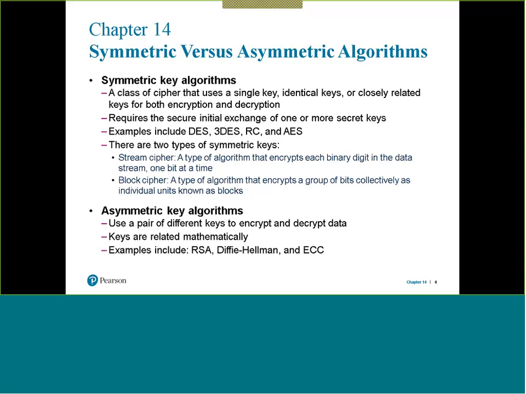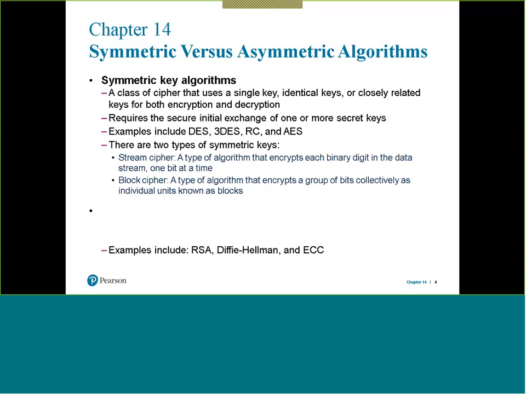Asymmetric uses different keys to encrypt and decrypt the data. These keys are mathematically related. That's how it works. I'm not going to begin to tell you that I can explain the math behind all of this because I can't. But it's the math between the public and the private key that makes it work. Some examples of this one. RSA is a good one. Diffie-Hellman, the Diffie-Hellman algorithm is one that's been around for a while. ECC is another one.